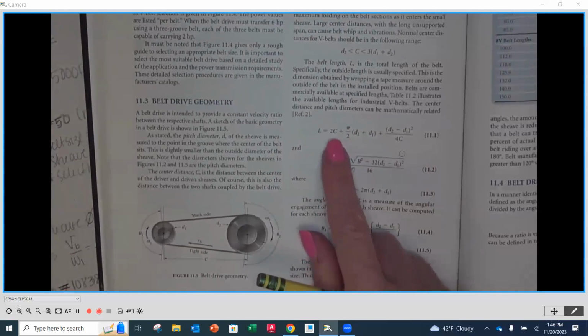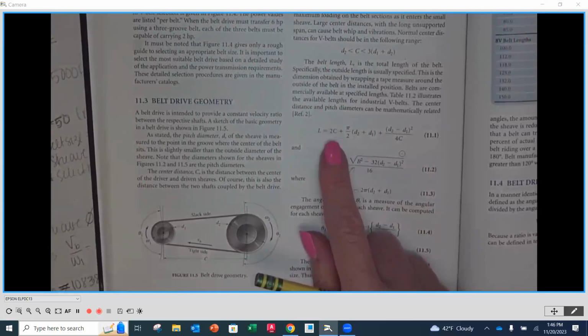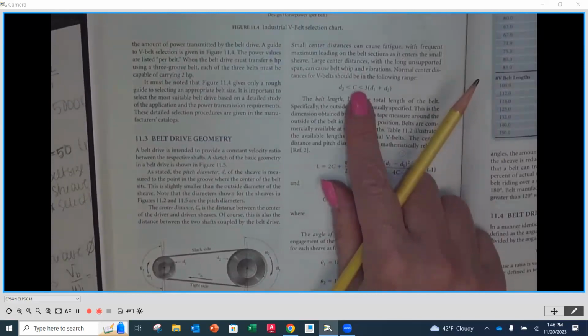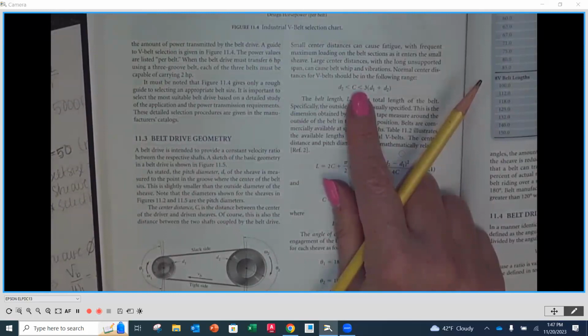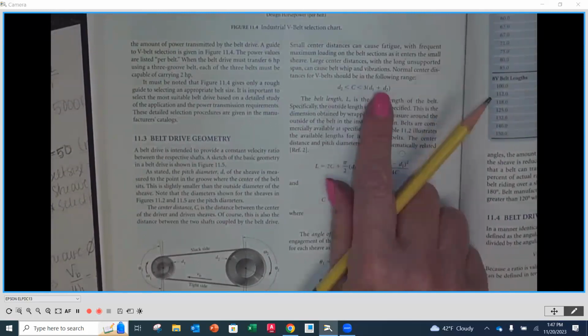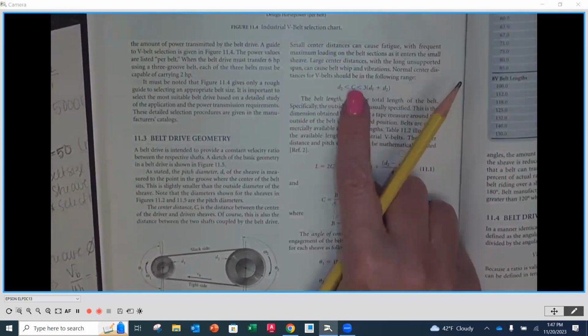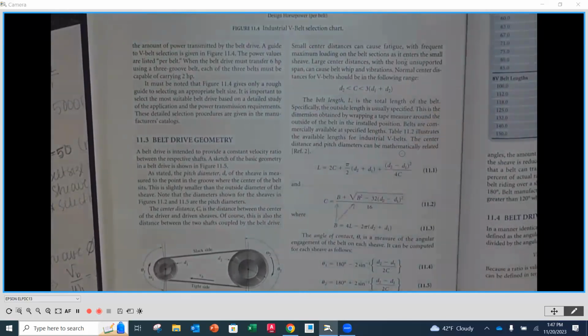Now, we don't know what our center distance is yet, right? If we look at this equation, we really can't find the length of the belt until we know what our center distance is. We weren't given it in this problem. Most often, as I said earlier, you'll know some sort of range you need to get your center distance within, but they didn't give us that. So we're going to find what the range is, and then pick a number out.